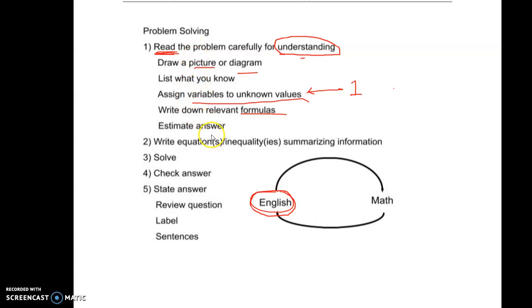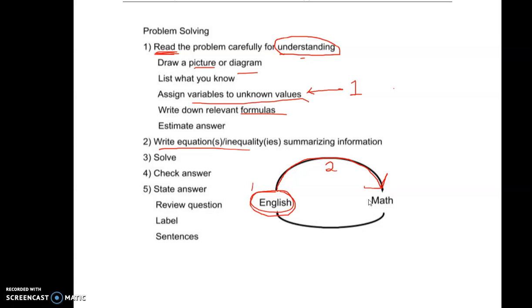Okay, once you're pretty sure that you have a really good understanding of what the story is all about, then you're going to write an equation. Up here in step 1, you've probably defined a variable. So you're going to write an equation or an inequality that uses that variable and the rest of the information in the problem. You don't start doing this until you understand the problem. Now this step 2 is where we are taking the English and converting it into math. We're taking all of that information, writing it into an equation, and now we have math.